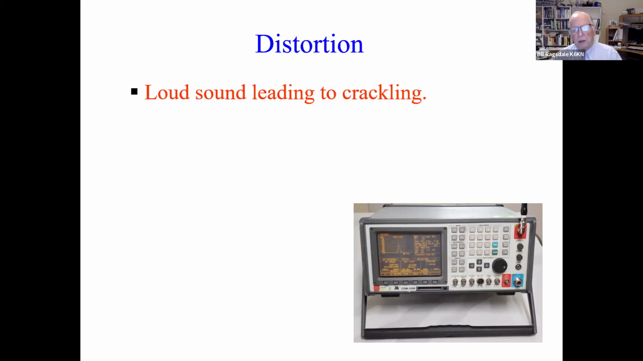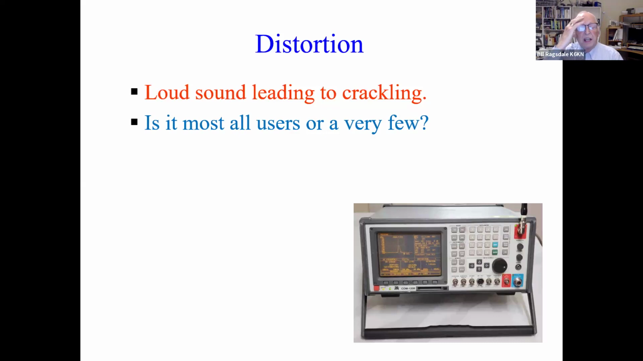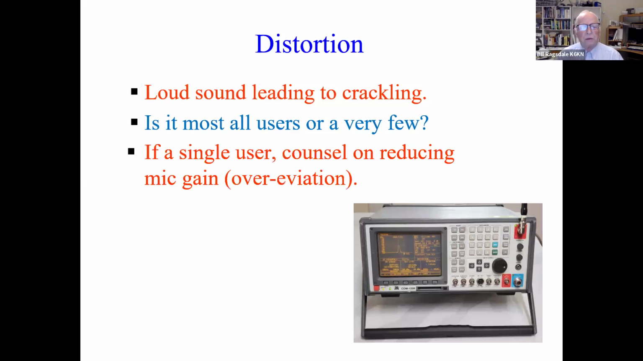Here's one that you hear fairly often in nets, and that is that you have a user coming in and their signal is loud and it ends up with some crackling in the sound. It is noticeably louder than other people, and then it crackles or gets a little bit of distortion. The question then is, is this heard from all users or very few? If you're running a net and everybody has that crackling sound, it's likely a repeater problem. If only one user has it, it's likely that user.